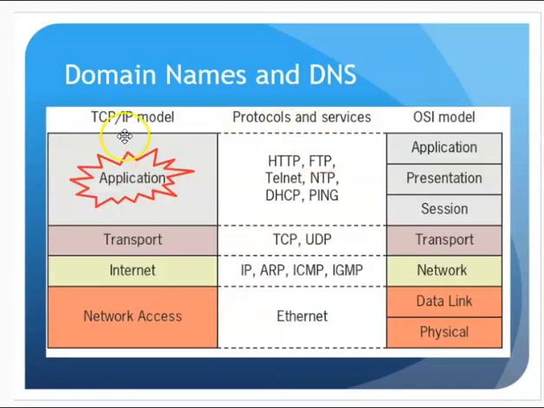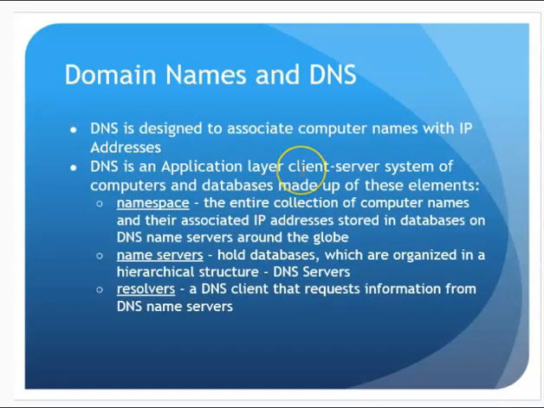So DNS, domain names and DNS, we're looking at an application layer protocol. It's designed to associate computer names with IPs. It's an application layer client-server system, and is made up of a bunch of elements. You have the namespace, the entire collection of computer names and their associated IP addresses. The name servers, these are the databases that are holding this information.